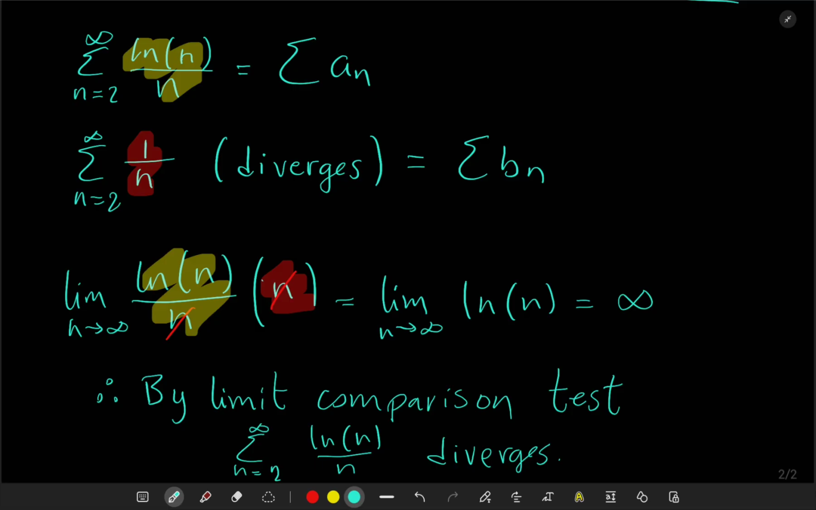And I'll be honest, once you know the limit comparison test, I would always use that instead of direct comparison, just because direct comparison sometimes will work, sometimes won't, but the limit comparison test will work, period, as long as you're choosing the right thing to compare, of course. But anyways, that's what I had to say about the limit comparison test.